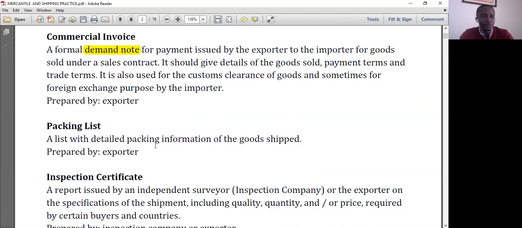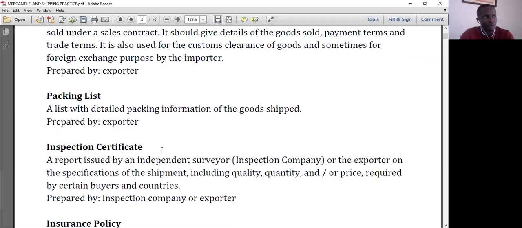Then you have a packing list. It's as simple as the name suggests. It gives details of the packing information of the goods shipped. So yeah, let's say you're importing phones, then it will give you how many iPhones are there in terms of units or numbers, how many Technos are there, how many Samsung are there, and all that. So it gives the description.